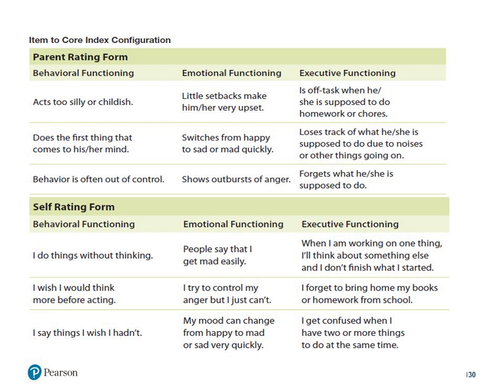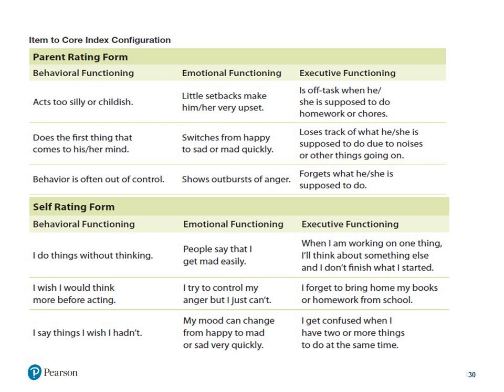Okay, and here's an example of some of the items that are included in the scale to assess for those core indices. On the parent form, in terms of behavioral functioning, the parent is asked to determine how often the child acts silly or childish. In emotional functioning, how often do they show outbursts of anger? In executive functioning, how often does the child lose track of what he or she is supposed to be doing due to noise or something else going on around?